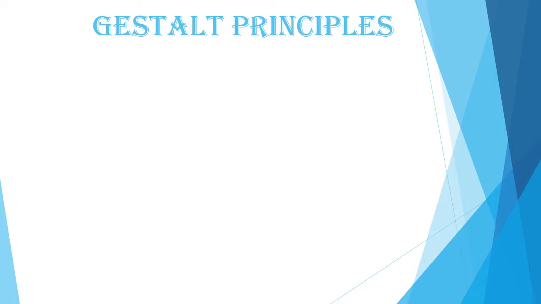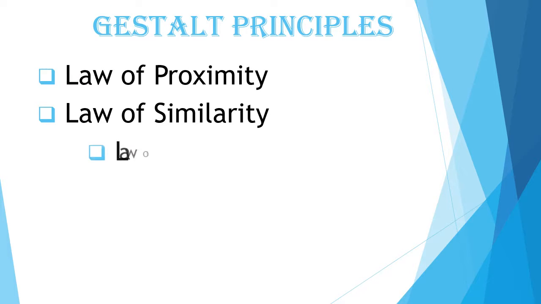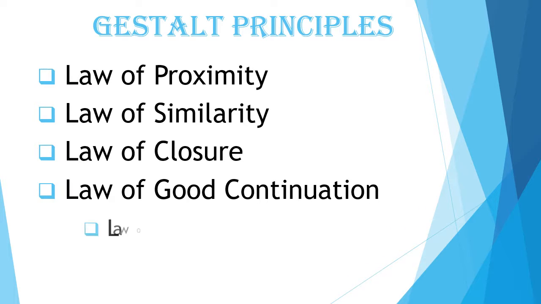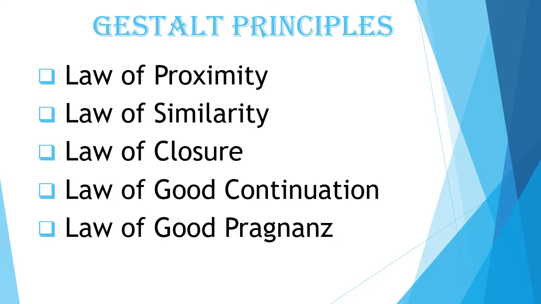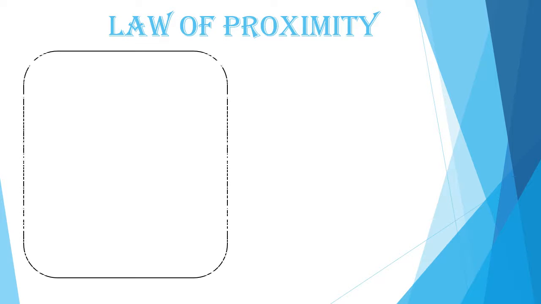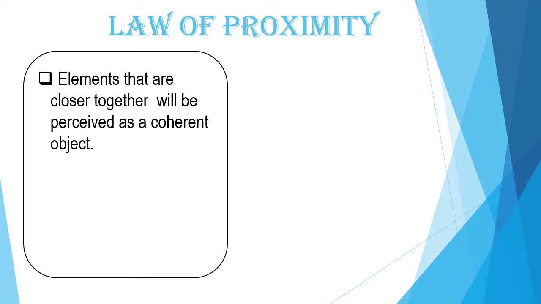Gestalt principles. We have, I think, 6 principles of Gestalt. We have the law of proximity, law of similarity, law of closure, law of good continuation, law of good pragnanz, and law of figure and ground. Let's study the law of proximity. Elements that are closer together will be perceived as a coherent object.